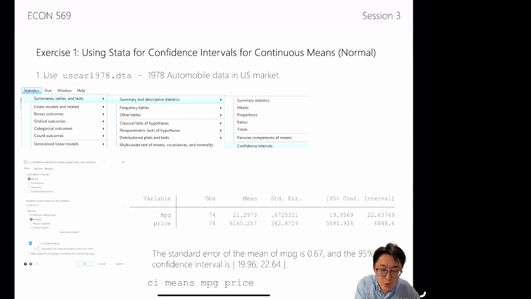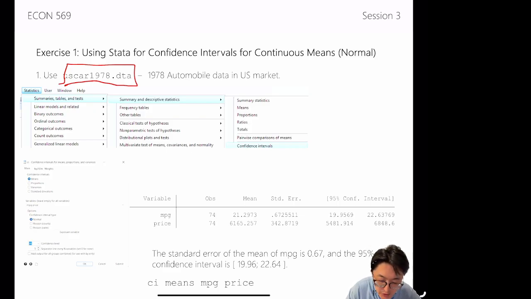Now let's try to use actual data. So please download US car 1978. This is 1978 actual automobile data in the US market. When you are trying to calculate a confidence interval, it's always important to know what kind of variable you have in your hand.